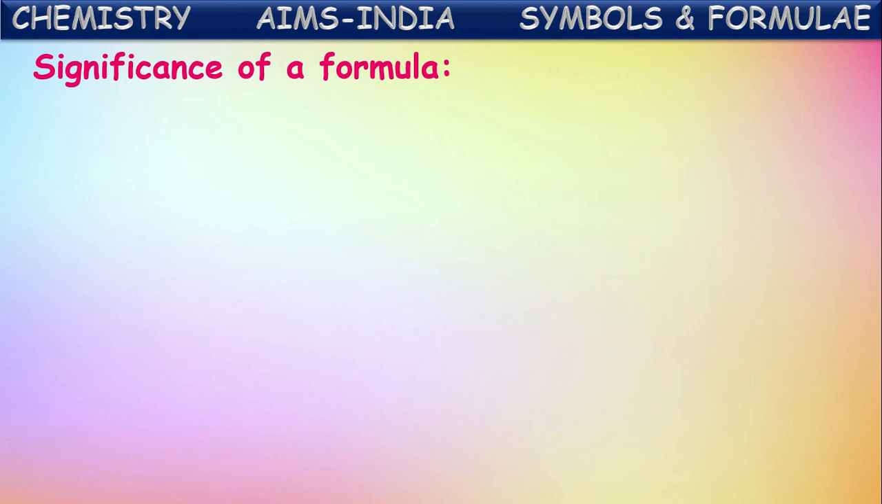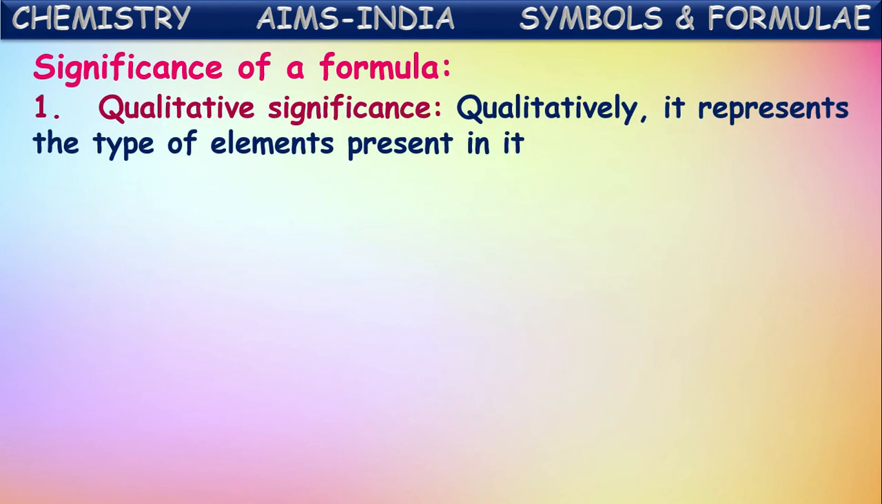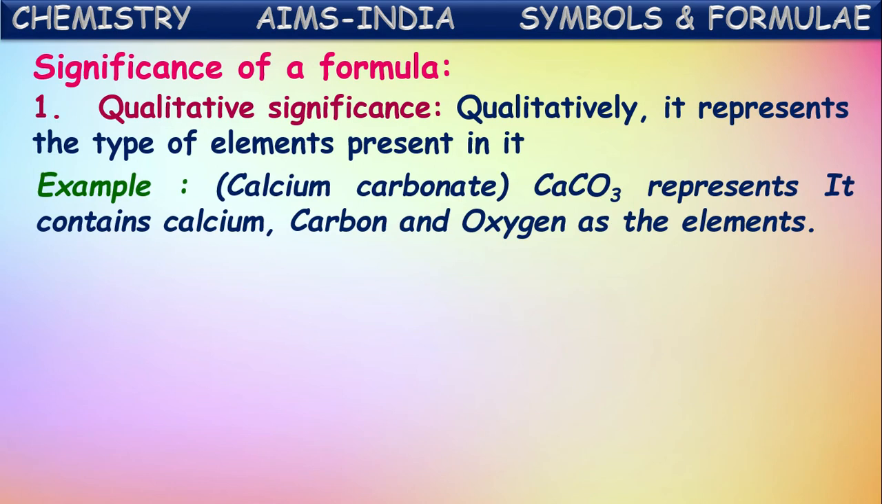The significance of a formula. While learning about symbols of elements, we learned the significance of the symbol of an element, how a symbol has two significances. In the same way, a formula also has two significances: one is a qualitative significance, and the other is a quantitative significance. First, qualitative: qualitatively, it represents the type of elements present in it. What kind of elements are present is given by the formula of a compound.